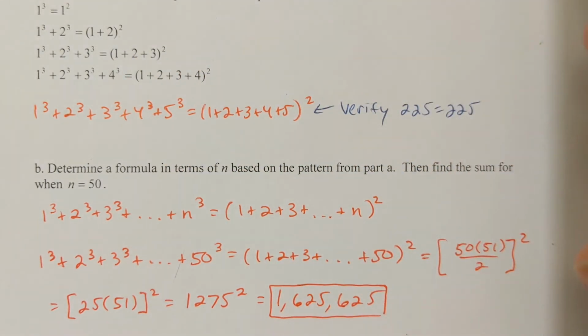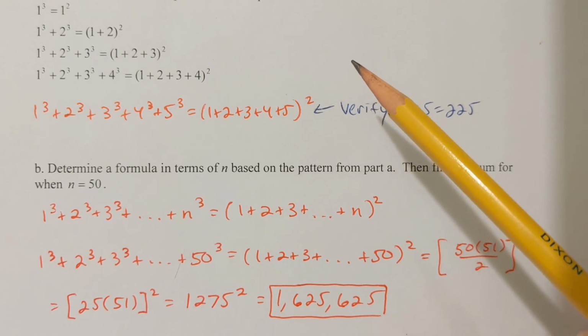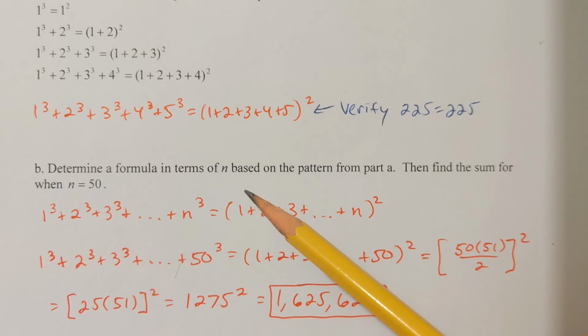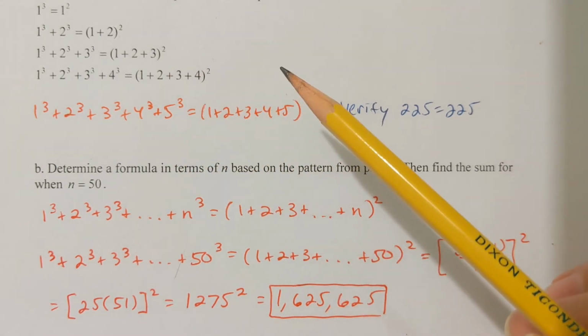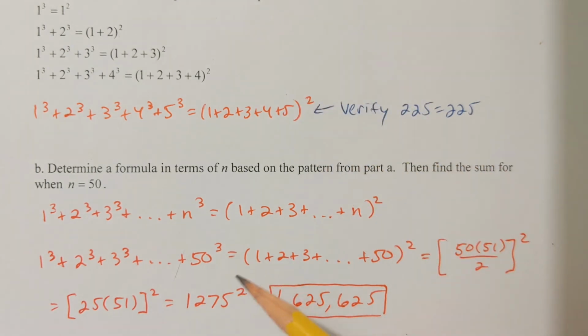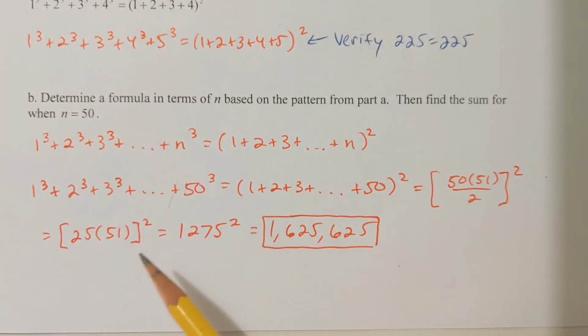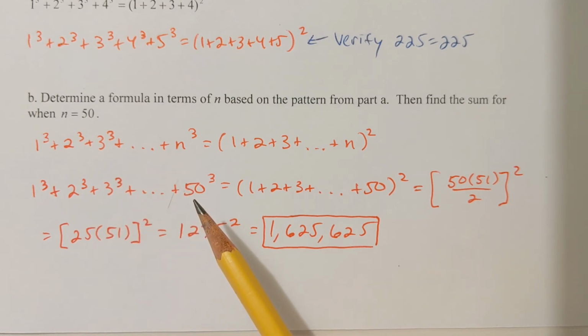Now, remember, the nice thing about inductive reasoning is that the conclusion may or may not be true. Okay, we don't care about that. We're just trying to come up with an equation that represents what's going on based upon this list here. Okay. So if I find the sum for when n is 50 using this formula, I have 1 cubed plus 2 cubed plus 3 cubed plus 4 cubed plus all the way up to 50 cubed.